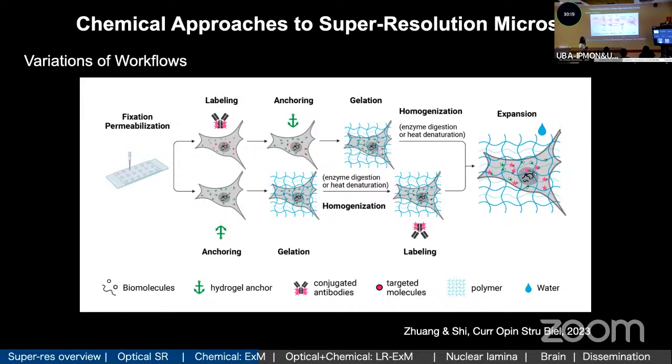So the good thing is that your fluorophores are introduced later, so they are not quenched by the previous steps, but the limit is that you may lose epitopes and your antibody couldn't recognize them 100%. Okay, so those are the two workflows.